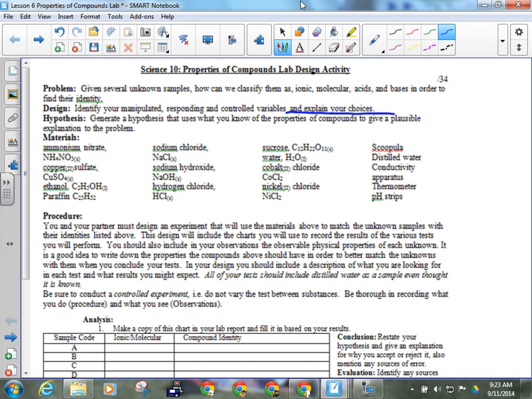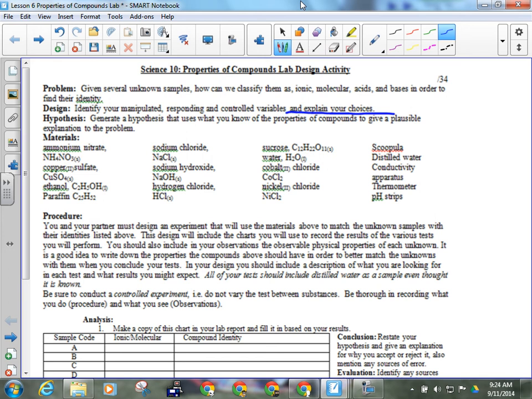So what are we manipulating? What is going to be different every time we run the tests in this lab? We've got a whole bunch of unknowns. They're all different. I'm not going to play a joke on you and put 12 different bottles of the same thing up there. That would just be cruel. So obviously that's going to be different, and that's what we're testing. Responding variable, I'm going to let you guys decide what that's going to be. Every time you run the tests, you're testing something different, so as a result, something should be different. You have to figure out what that's going to be.